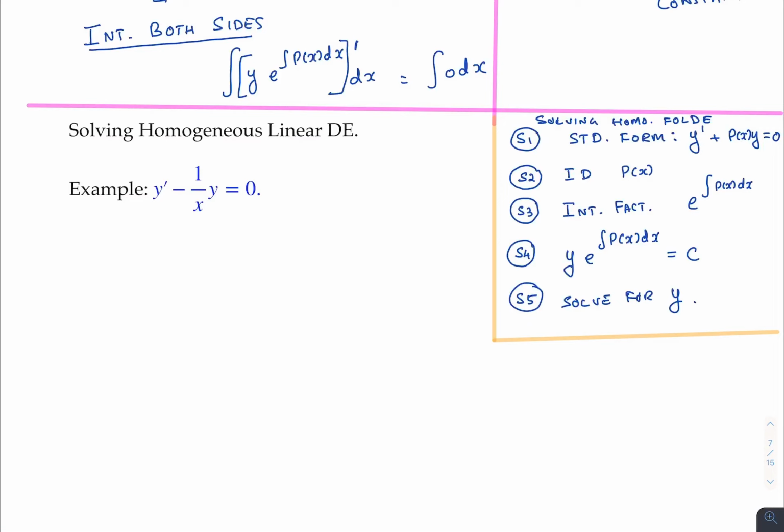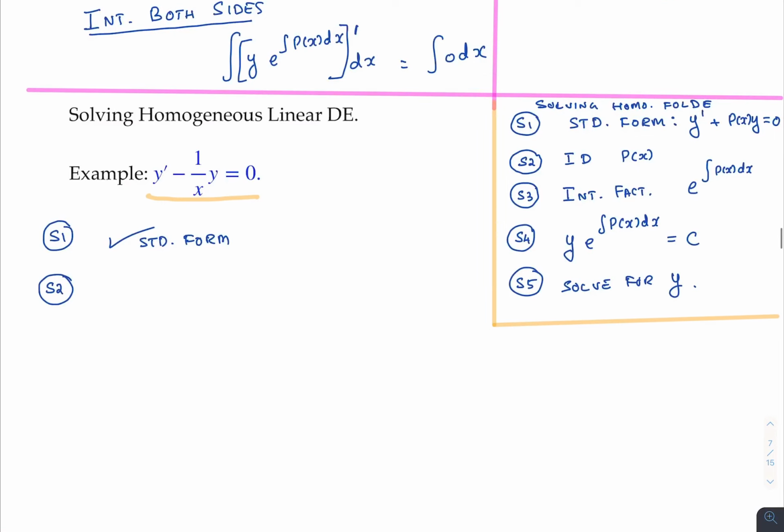So step number one, let's take a look at this example. As I said, step one is to make sure it's in the standard form. Luckily, it's already in the standard form, so we don't have to worry about it. Hakuna matata, it means no worries. Step number two is to find the p of x. If you pay close attention, this is your p of x, which is negative 1 over x.